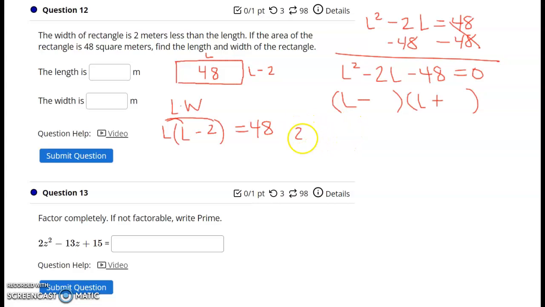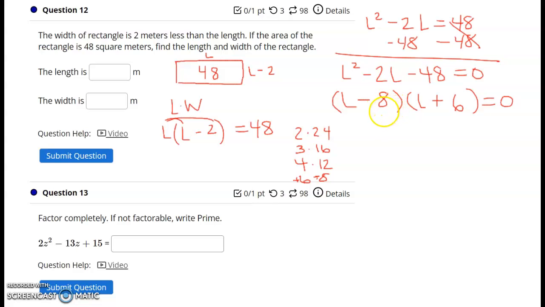So you can start listing out, 2 and 24, 3 and 16, 4 and 12, 6 and 8. Ooh, those look good. Now if they multiply to be negative 48, but they have to add to be negative 2, if I had a negative 8 and a positive 6, let's see if that would work. So 6 times negative 8 gives us negative 48. 6 plus negative 8 gives us negative 2. So we'll do minus 8 there, plus 6 there, and that'll give us our answer.